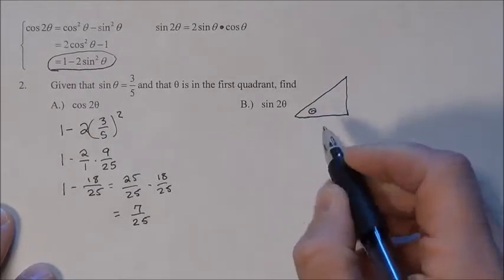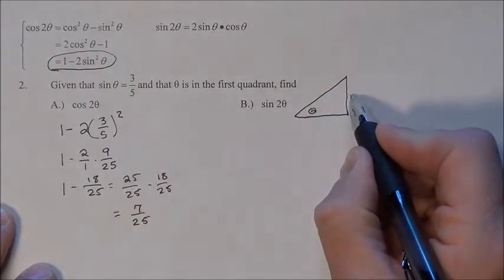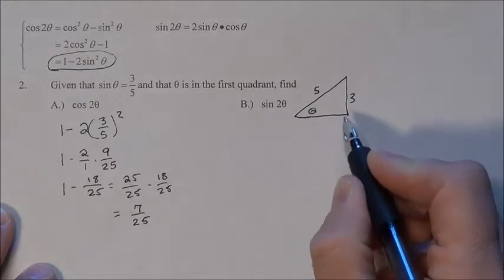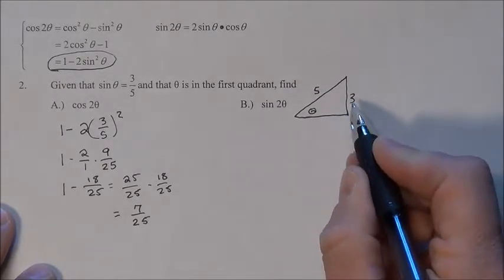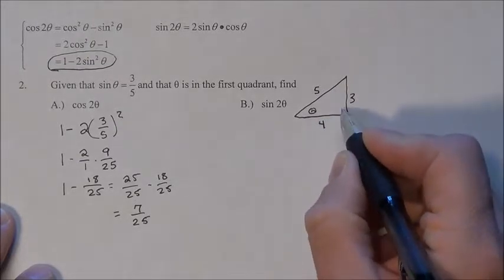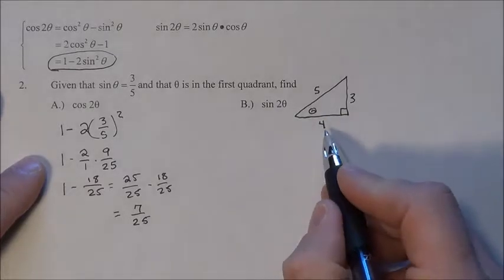Here's theta. It says the sine of theta is 3/5. So sine is opposite over hypotenuse. Well, we recognize this. We could do the Pythagorean theorem and say a squared plus 3 squared equals 5 squared, but at this point we recognize a 3, 4, 5 right triangle, a Pythagorean triple. So now I have my measurements.